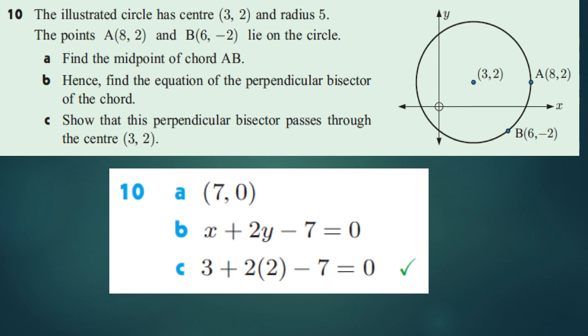Either is okay. And then show that the perpendicular bisector passes through the center. That's just plugging in the coordinates there, (3, 2). And when you do that, you get a true statement. You get 0 equals 0, or you would end up with 7 equals 7, depending on how you solved it. Either way, that is correct.